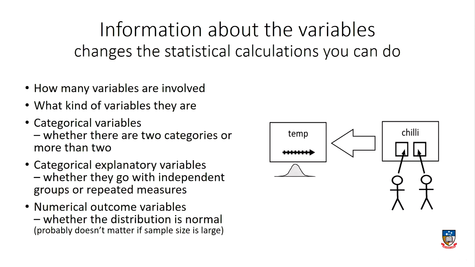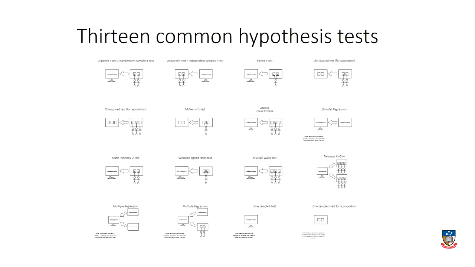They might not be people, of course. And numerical variables, if they're outcomes, it does matter whether the distribution is normal or not, though it probably doesn't matter much if the sample size is large. So these 1, 2, 3, 4, 5 bits of information go together to help decide what statistical calculations you can do. Okay. And there are 13 common hypothesis tests, which were in the other PowerPoint from last time.